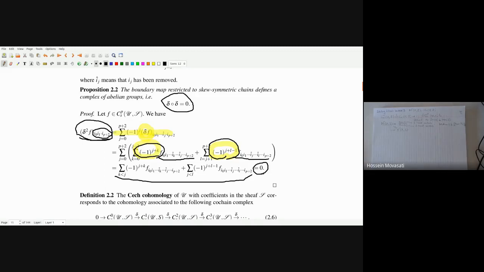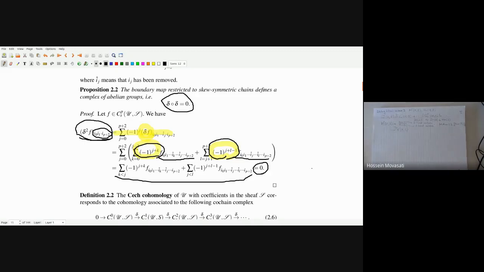So I think this is a classical computation in algebraic topology. In many other situations this also pops up, like singular homology. So let's not focus on this one. Maybe ask any question.